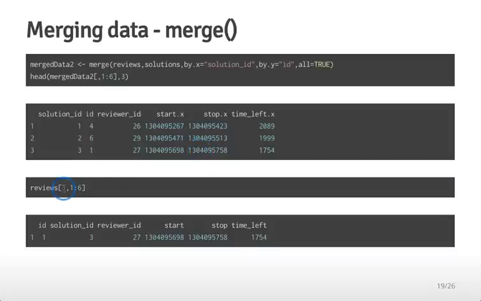And so if we go back to just the reviews data set, we can see that its ID was equal to 1 and its solution ID was equal to 3. And so this is that same record in the merged data set. And in the merged data set, we know that from the solutions data frame, this will correspond to the value of ID equal to 3.